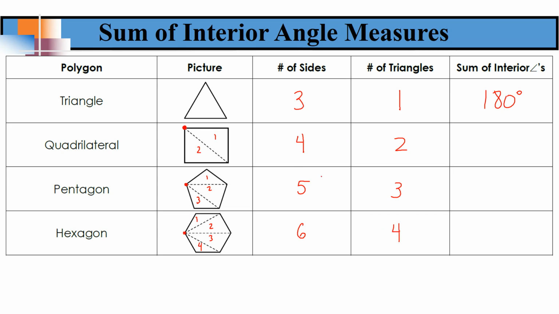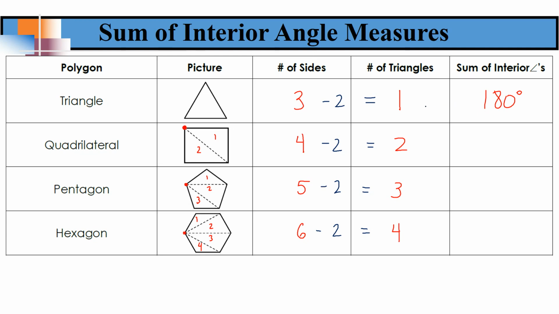Now, one of the things you may notice, look at the relationship between these numbers. 3, 1, 4, 2, 5, 3, 6, 4. You'll notice that to get from one to the other, you can simply subtract 2. So imagine taking the number of sides, subtracting 2, and you get the number of triangles. It works on each and every one of these, which will help us with the examples below where there's no diagram. Now, how can we work from the number of triangles to the sum of the interior angles?